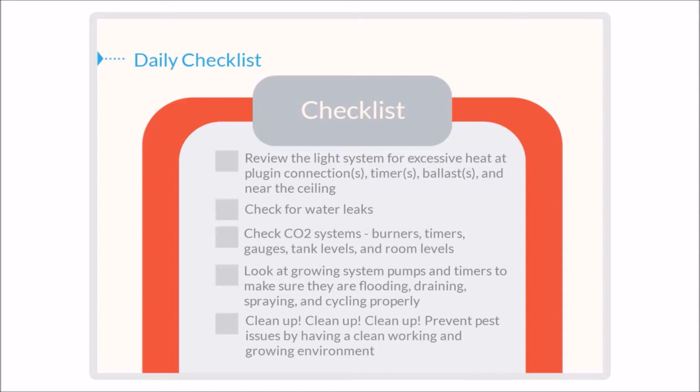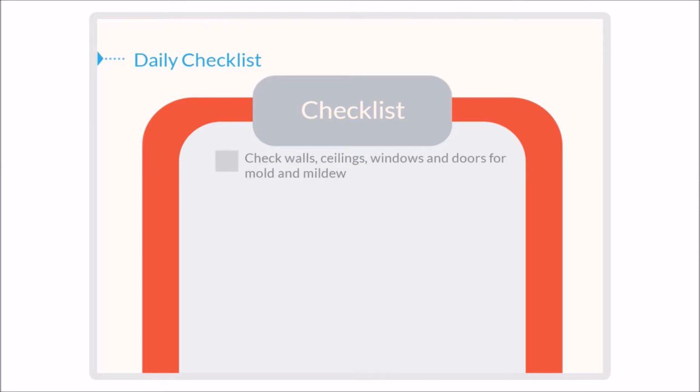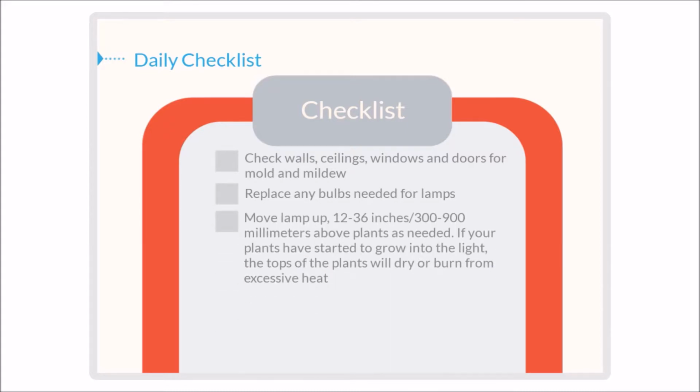Prevent pest issues by having a clean working and growing environment. Check walls, ceilings, windows, and doors for mold and mildew. Replace any bulbs needed for lamps. Move lamp up 12 to 36 inches, 300 to 900 millimeters above plants as needed. If your plants have started to grow into the light, the tops of the plants will dry or burn from excessive heat.